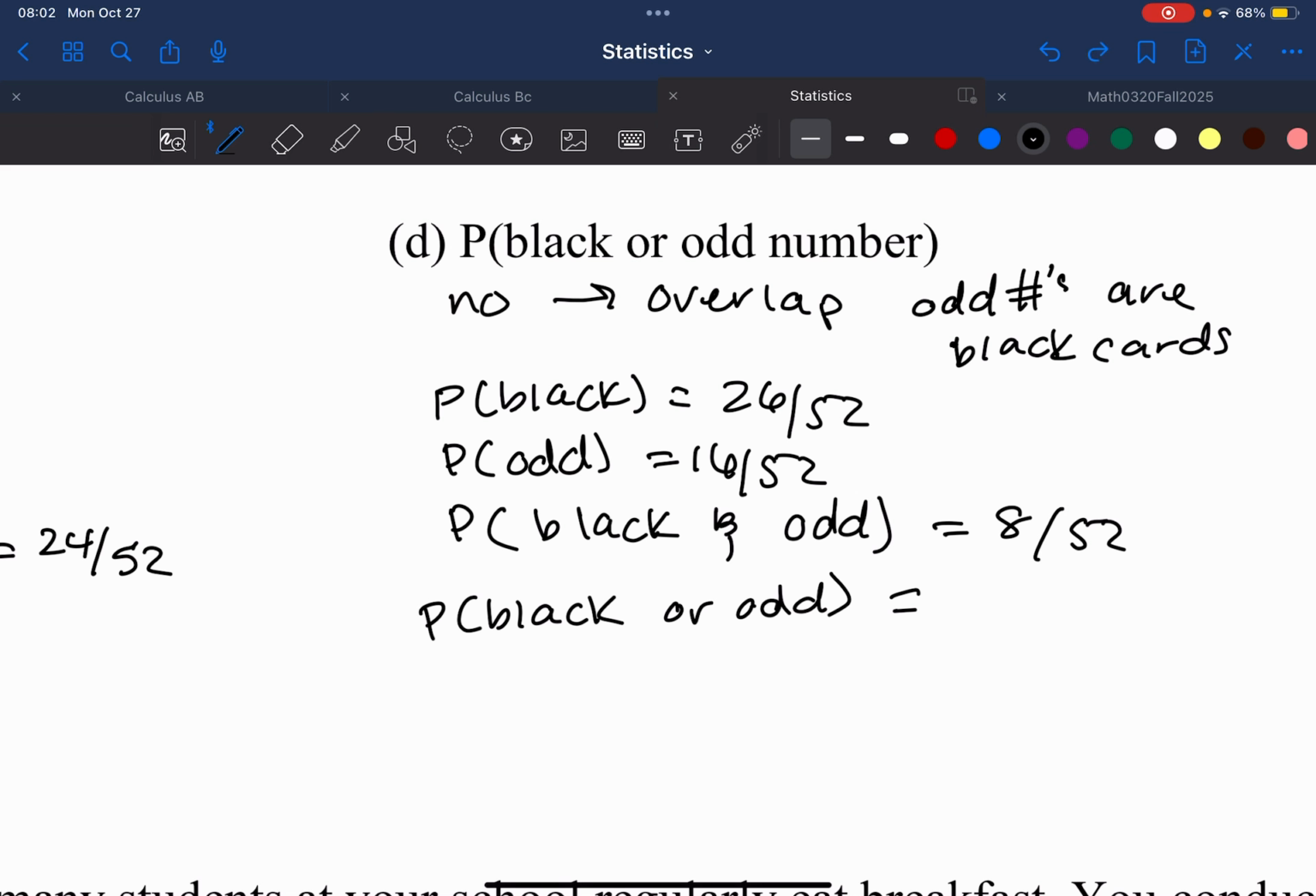So the probability of picking a black card or an odd card would be equal to the probability of a black card, so 26 over 52, plus the probability of an odd card, so 16 over 52, minus the overlap, so minus 8 out of 52, which is equal to 0.654. And remember, when you're doing probabilities, you're always putting it in decimal form to 3 decimal places.